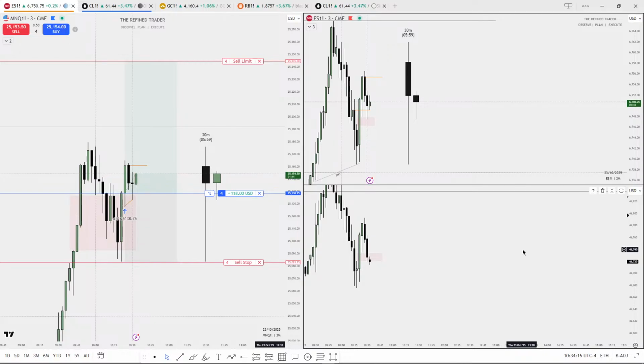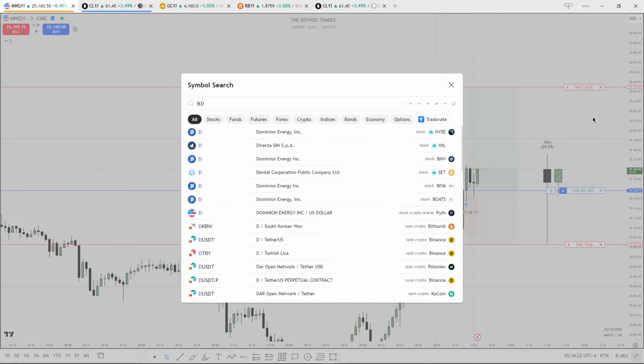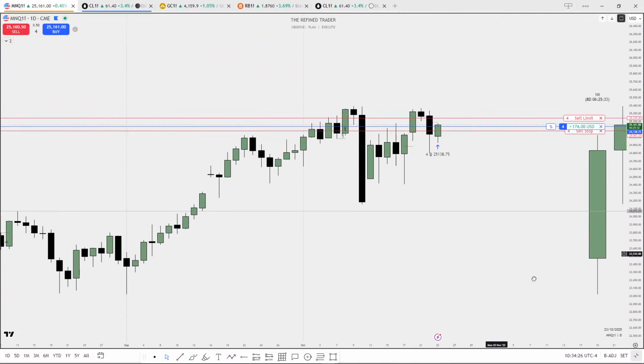Can you explain the trade, the tap down and line? For sure. Starting on the daily. Let's start from the daily. What's the daily doing? Boom. Just go to the upside.